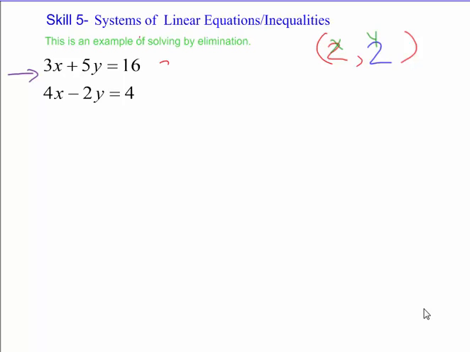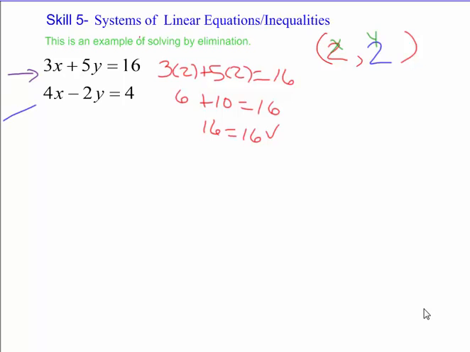And so I've got 3 times my 2 plus my 5 times my 2. Hey, that's supposed to be 16. And I'm going to work this out. 6 and 10, that's supposed to be 16. And 6 plus 10, 16 equals 16. Bingo. It works in the first one. But remember, it has to work in both equations.